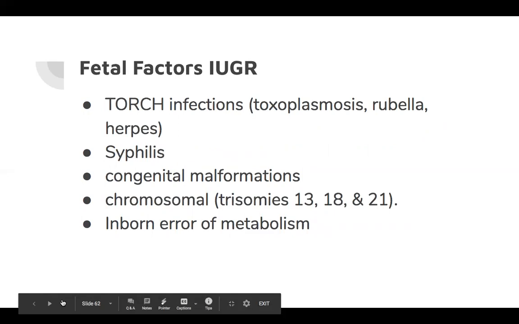Your TORCH infections: toxoplasmosis, rubella, herpes. I've had very little coffee this morning, just FYI. Syphilis, congenital malformations, any of your chromosomal disorders, and your inborn errors of metabolism.